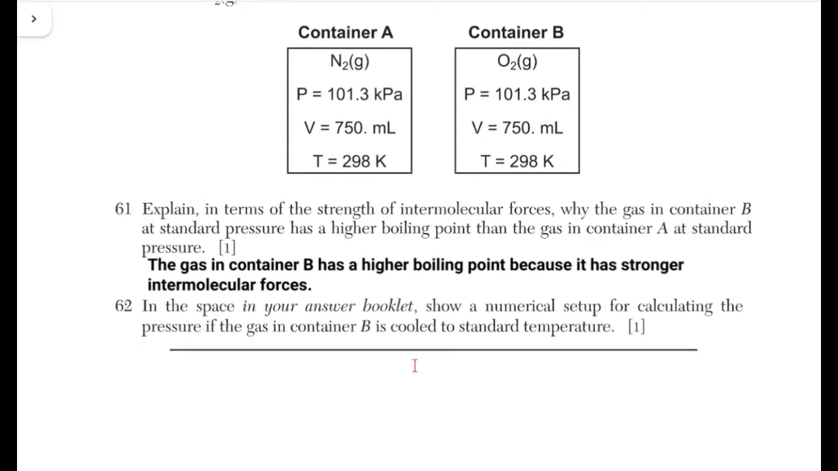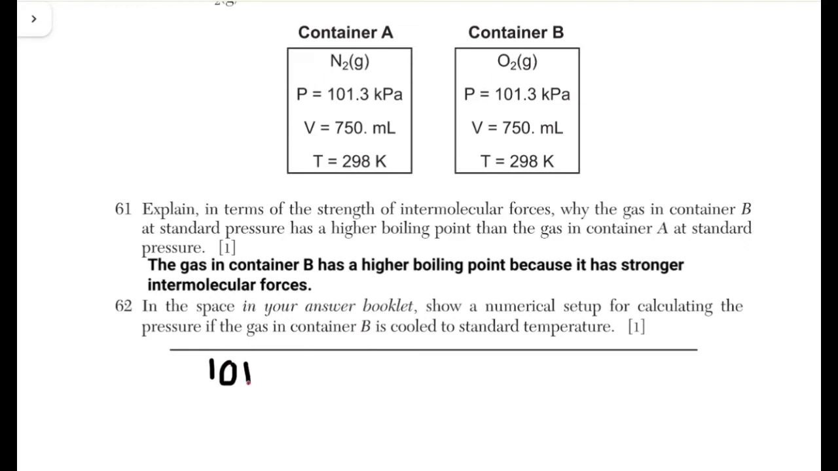In the space in your answer booklet, show a numerical setup for calculating the pressure of the gas in container B when it is equal to standard temperature. To write the setup for this question, you can turn to the back page of the reference table and see the equation P1 V1 over T1 is equal to P2 V2 over T2.